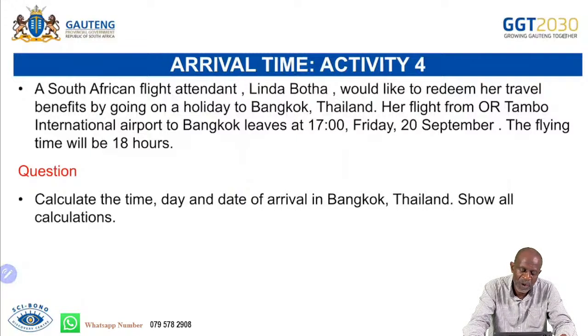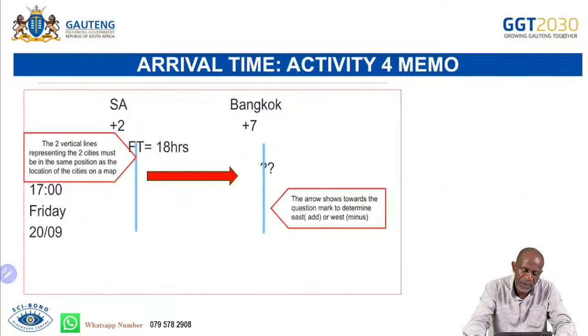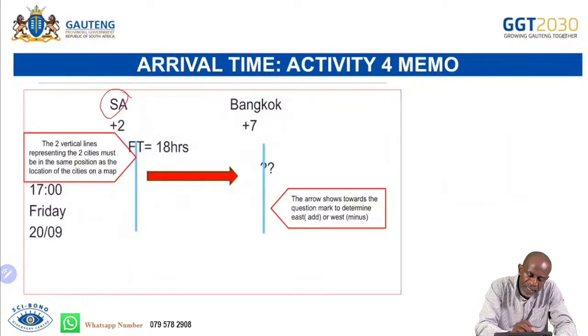The flying time will be 18 hours. Here is the question. Calculate the time, day and date of arrival in Bangkok, Thailand. Show all the calculations. Now, we are determining the two cities, the one in South Africa and the other in Thailand, which is Bangkok. Bangkok is at +7, South Africa is at +2. If you count from 2 to 7, you'll have a time difference of 5 hours.